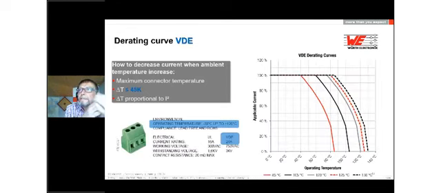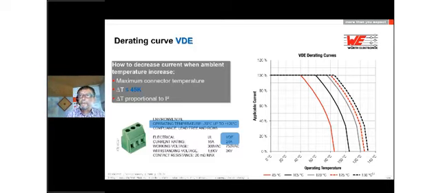Regarding the VDE standard, it's a little bit different. I told you before. And therefore, we have our terminal block again here. It has an operating temperature up to 120 degrees. It's another plastic material in this case. And VDE says we can apply 24 amps on this connector.